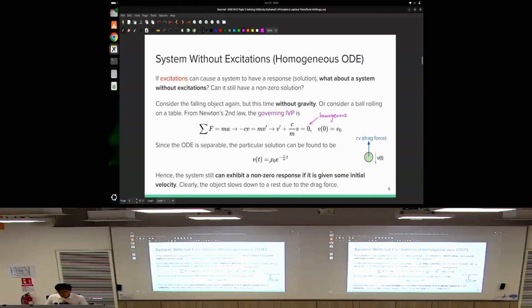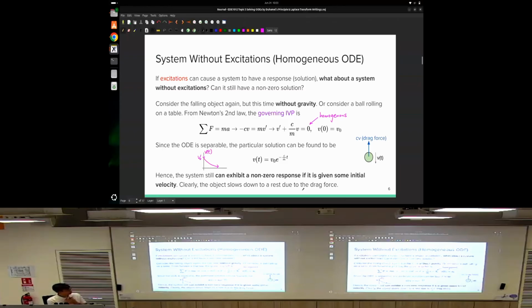And if you look at the graph here, the velocity makes total sense because the velocity is just decreasing. So if you try to draw v of t, v of t has a v0 initial velocity, then times e to the minus c over m t, which means that the velocity is just decreasing from v0. And this makes total sense, because there is a drag force, so of course, the drag force is going to slow down the motion. The object slows down to a rest due to the drag force.